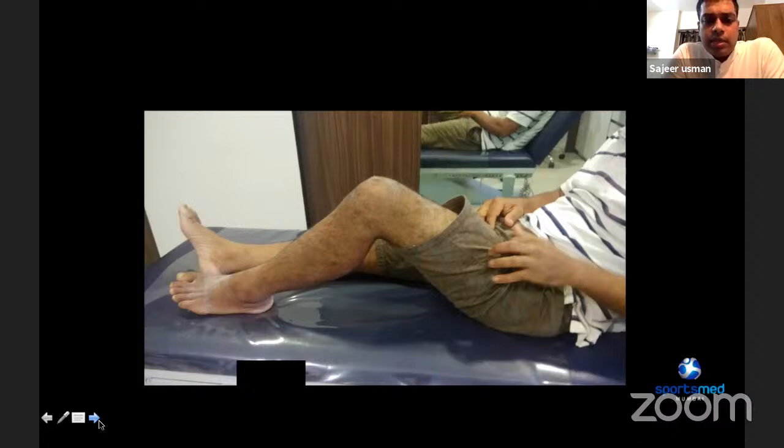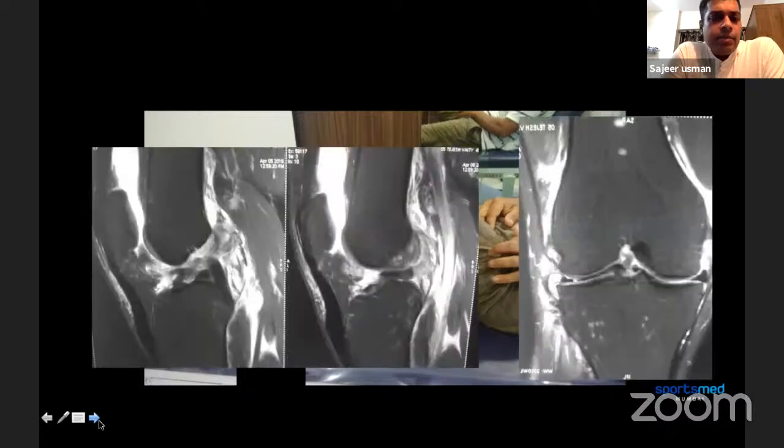And we saw him 6 weeks after his injury. When we removed his cast, he had a stiff knee with a restricted range and maybe a 10-degree fixed flexion deformity. His MRI did reveal that his ACL was completely torn, but additionally, he had a large displaced bucket-handle tear of the lateral meniscus.